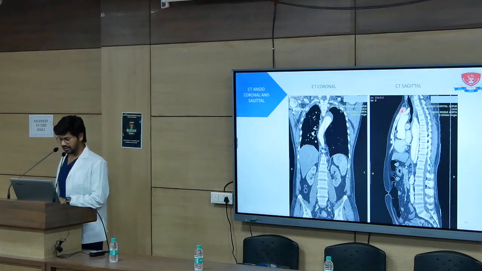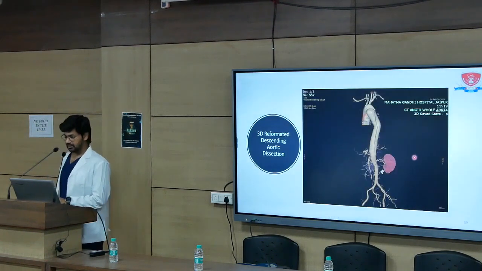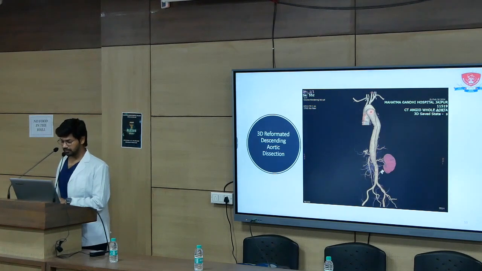This is the CT sagittal image, which is showing the extension of the dissection from the distal end of the left subclavian artery extending to the abdominal aorta. This is the 3D reformatted image of the descending thoracic aorta, in which we can well visualize the starting and the end point.